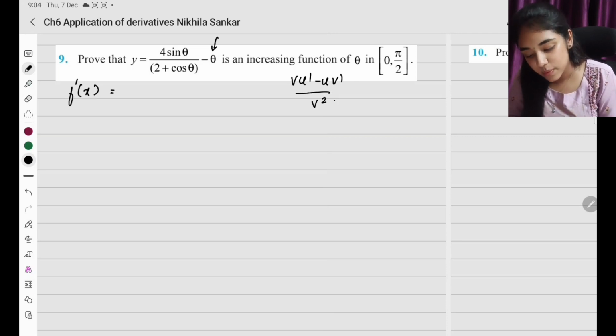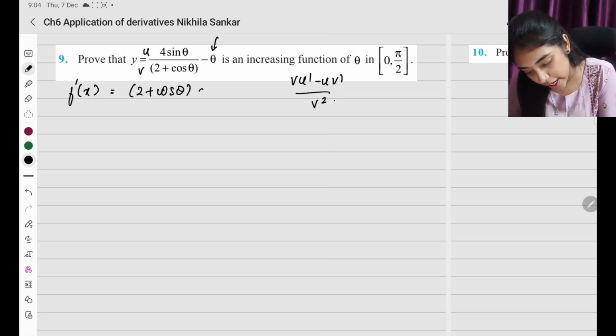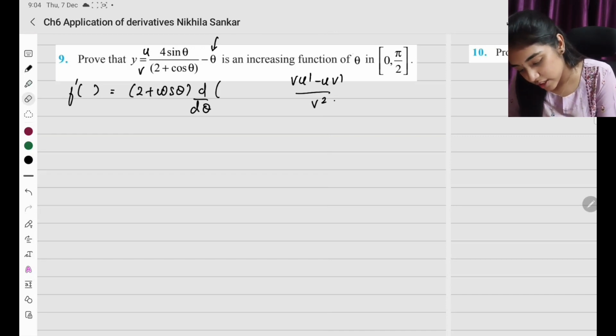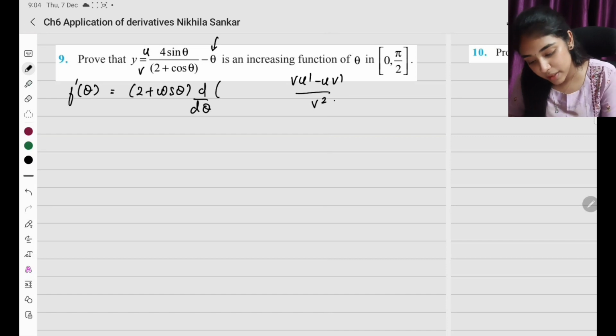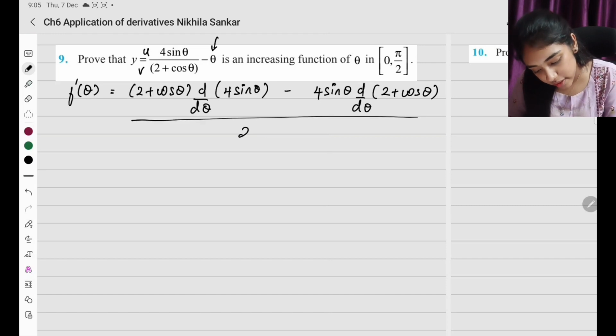v square. So when I do that, this is my u, this is my v. So v times u dash, which is d by d theta of 4 sin theta, because we are differentiating with respect to theta, minus u v dash, which is 4 sin theta times d by d theta of 2 plus cos theta, the whole divided by v square, so 2 plus cos theta the whole square.